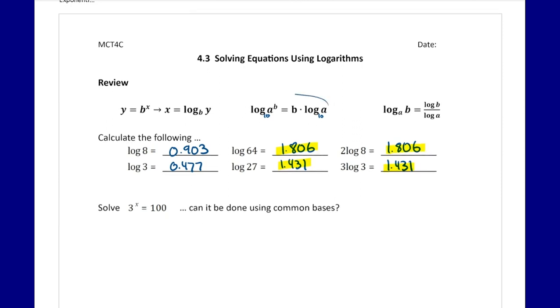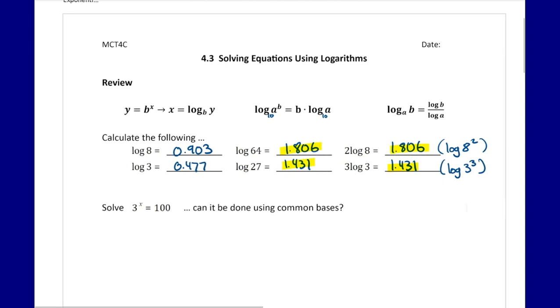That is because of this property here, where the 2 could actually be the exponent. So this could be rewritten as log base 10 of 8 squared, or 64, except we bring the 2 out front. Same with down here, this could be rewritten as log base 10 of 3 to the power of 3, which is 27. This is just showing how the different properties apply, because this property is what we're going to be using when trying to solve exponential equations using logarithms.